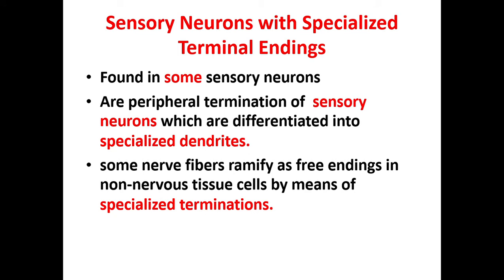Some sensory neurons have specialized terminal endings. The terminal endings could be in the dendrites or could be in the axon. Some describe them as the free endings of sensory neurons that ramify with the non-nervous tissue cells by means of specialized termination. So there is a collaboration between the nerve cells and the non-nervous tissue cells.